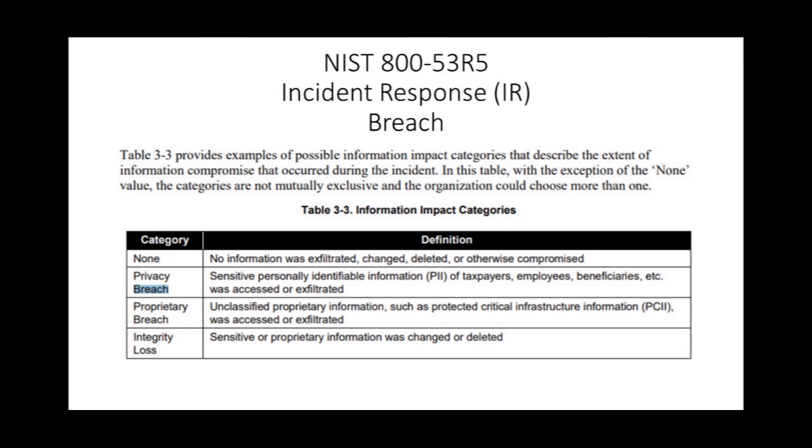Information impact of breach categories. Privacy breach: sensitive personally identifiable information, PII, of taxpayers, employees, and beneficiaries was accessed or exfiltrated. Proprietary breach: unclassified proprietary information such as protected critical infrastructure information was accessed or exfiltrated. Integrity loss: sensitive or proprietary information was changed or deleted. Exfiltrating means the hackers actually took it off premises and took it out of the computer.